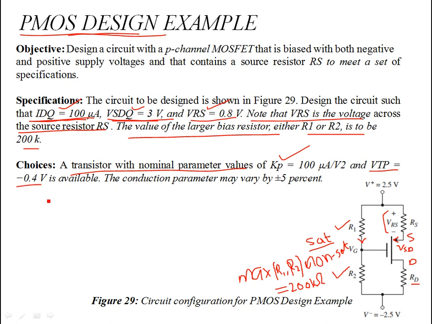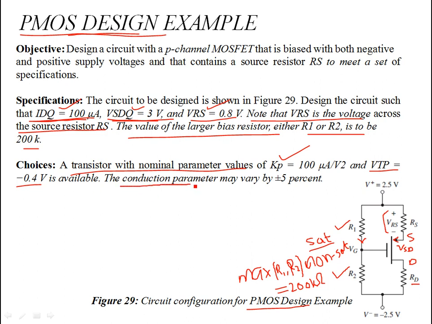Note that the threshold voltage is negative. Why is it negative? Because we are dealing with a PMOS device. This is a PMOS design example. For NMOS, it's the other way around: the threshold voltage VTN is positive because the gate voltage is positive. Over here, the gate voltage is negative. You need a negative gate voltage to establish an inversion layer, so the threshold voltage for PMOS devices is negative.